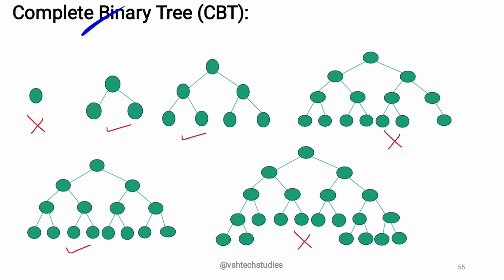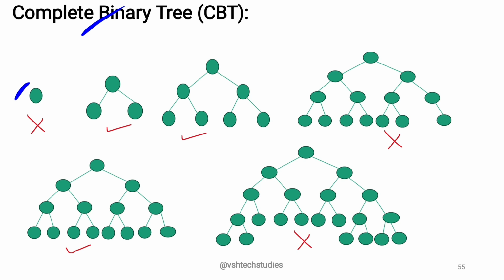Next we shall discuss the complete binary tree. Here, this is not a complete binary tree, because there is one node that doesn't have 2 children. So by definition, a complete binary tree means that in a binary tree all the internal nodes should have 2 children, and all the levels should be filled with 2 children.